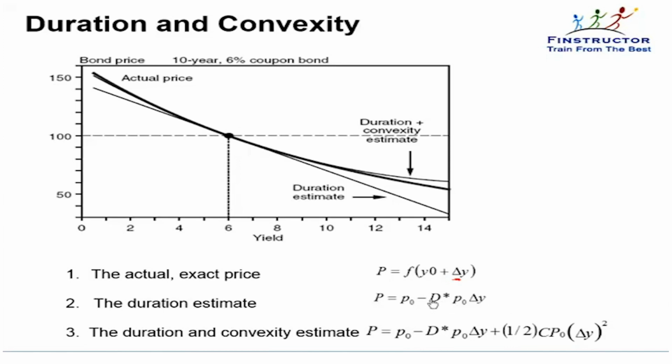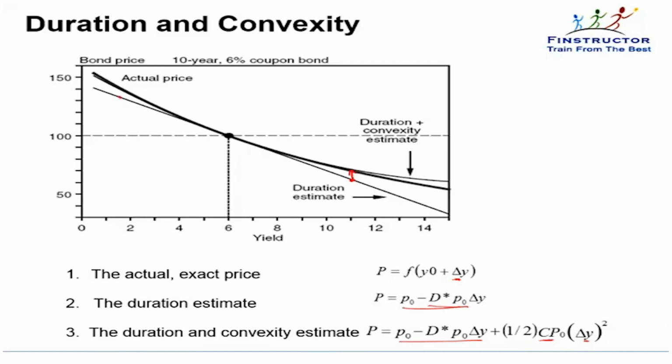This is the dollar duration, f dash y. That is the modified duration multiplied by the price. If we include the second term, that is, if we include the convexity estimate as well, then this first term will remain. But remember, always half into C into P, this is the dollar convexity, half F double dash into delta y square. Please note, convexity will always get added. So this was the duration estimate.